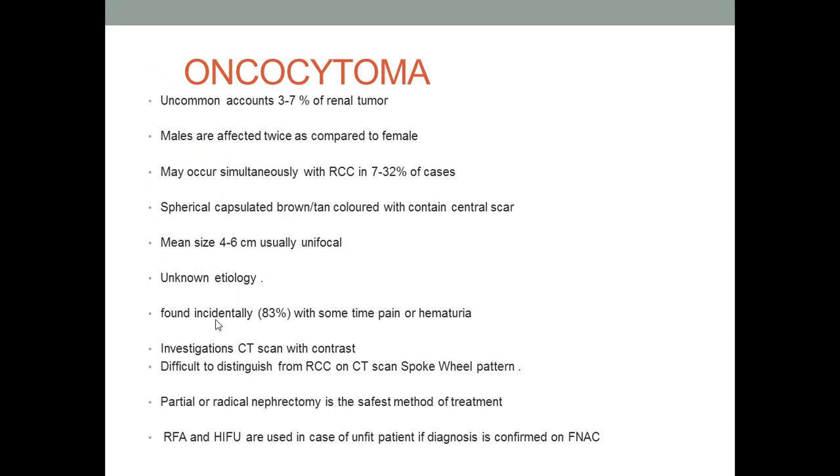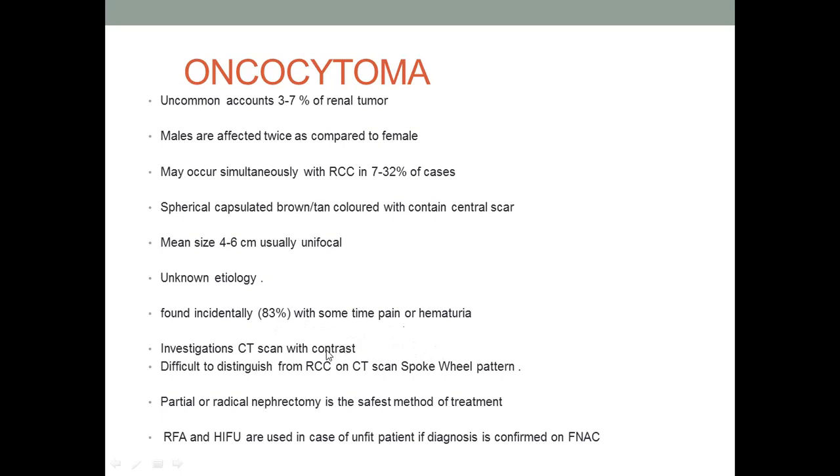Again, the oncocytoma represents around 3 to 7% of tumors, common in males, and it has an association with renal cell carcinoma. A tan-colored tumor, size around 4 to 6 centimeters, usually unifocal. In contrast, the other tumor, which is the angiomyolipoma, is multifocal. It presents as an incidental finding, or presents as pain or hematuria.